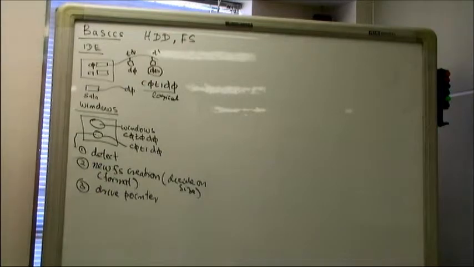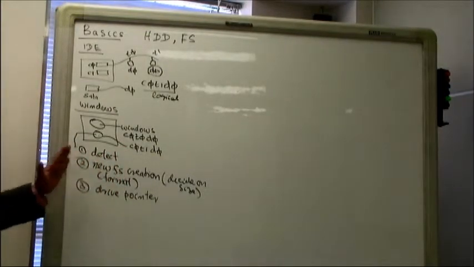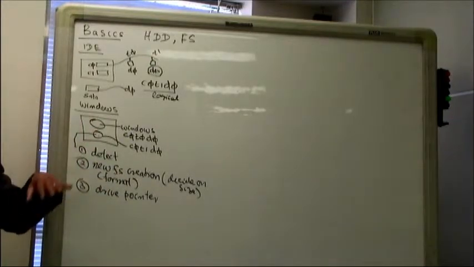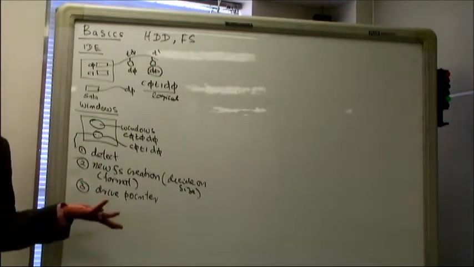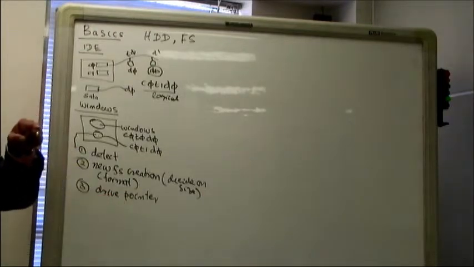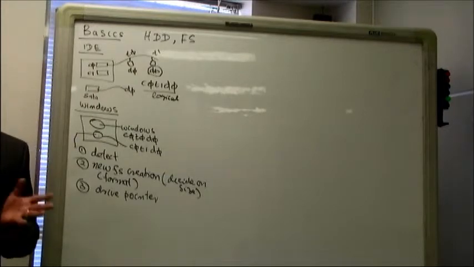So these are the 3 steps you do. You detect the hard drive, then you create a new file system. I'm just using a shortcut, new FS. That means new file system. And then you create a drive pointer. Then you use the drive pointer, and you copy the files into that. You know what I mean?